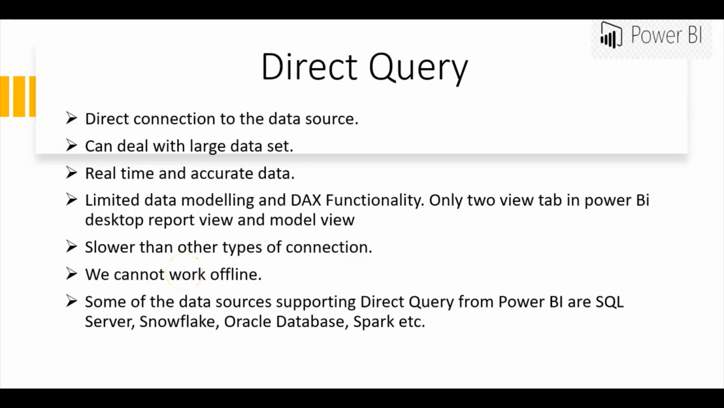So, the pros of direct query connectivity mode are it can deal with large data sets and we can get real-time and accurate data for analysis. And the cons of direct query connectivity mode are limited functionality of Power BI Desktop, slower than other types of connection, and we cannot work offline.